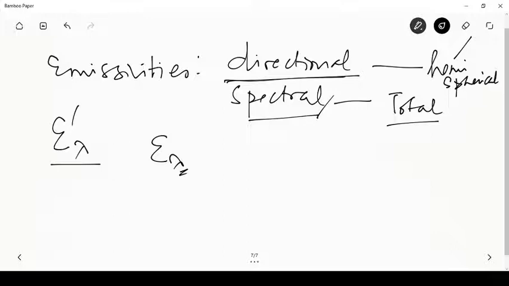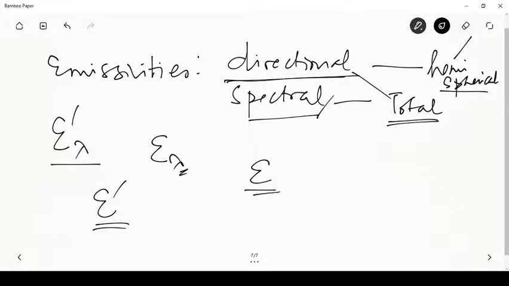Similarly, you can have directional total, which is basically epsilon prime. This is a quantity which is in a particular direction. You have integrated it over the spectrum from lambda equal to 0 to infinity to obtain the fraction of the energy emitted by the real surface as compared to a black surface. So this is what I call directional total. And the single quantity epsilon, which is hemispherical total, is integrated over the entire hemisphere as well as over the entire spectrum. So this is called the hemispherical total emissivity.